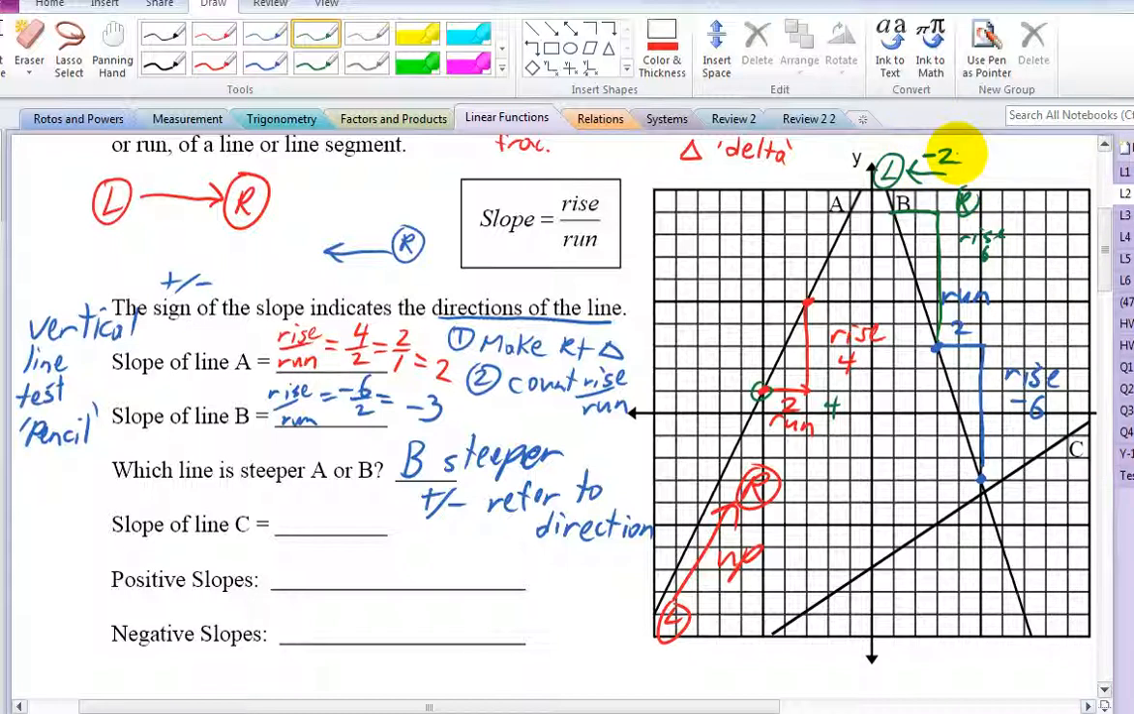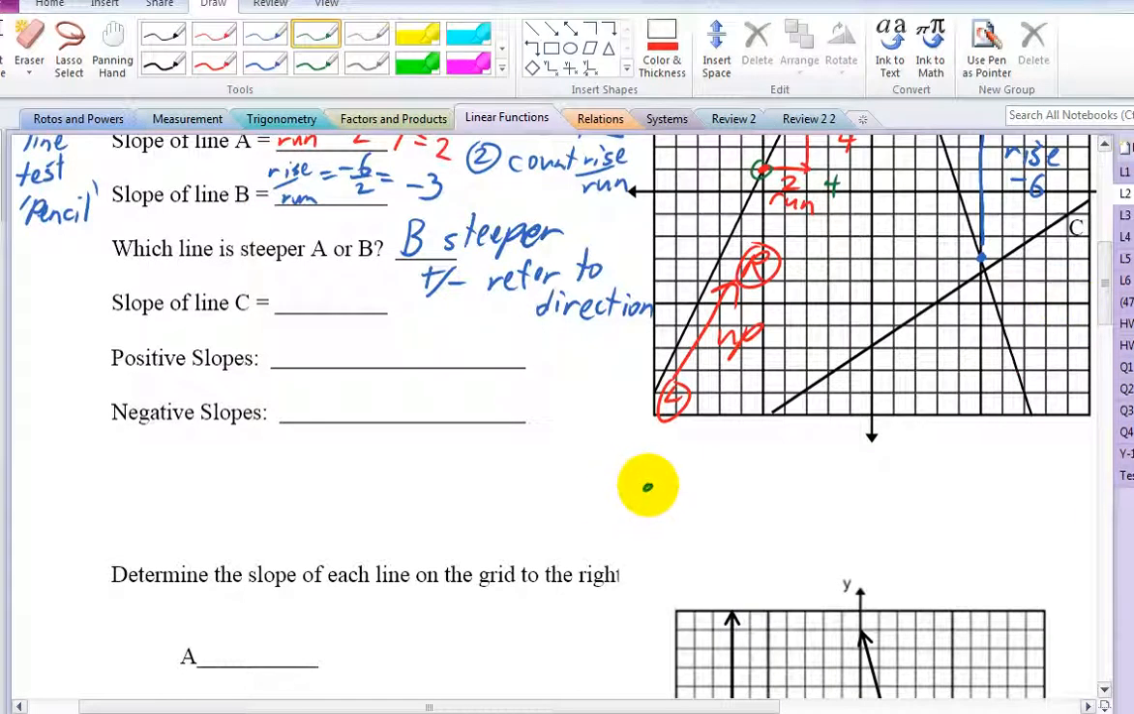-2. And that's what I mean by reading your slope backwards. Now you should be able to get there, but for beginners, go left to right and just look at positive or negative rises. Okay, so your slope is kind of like you're here, and if you go up, you go positive. If you count down, you go negative.